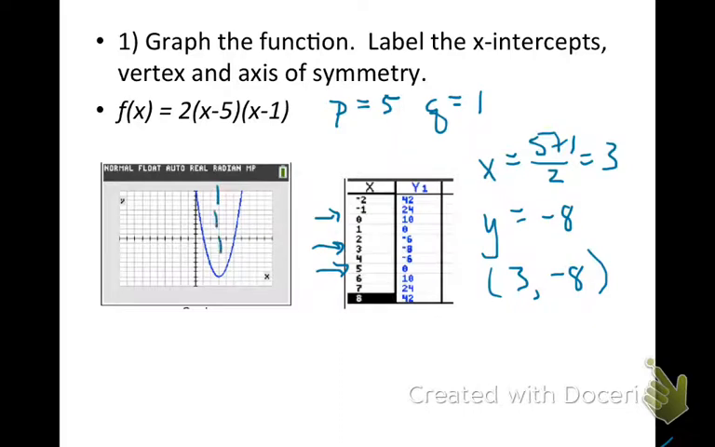Now let's sketch in that axis of symmetry. Make sure you have yours. And then go ahead and add the domain and range if you didn't find that. You should get by now that the domain is all real numbers. The range, we look at the y value of the vertex, which is -8. Since our graph opens up, that means our y values will be greater than or equal to -8.